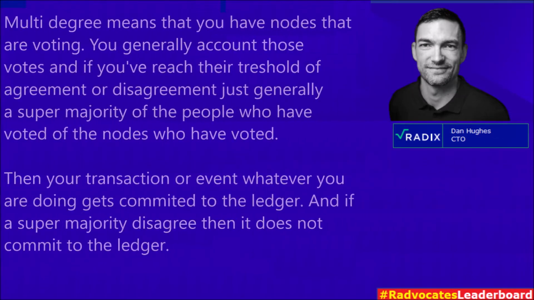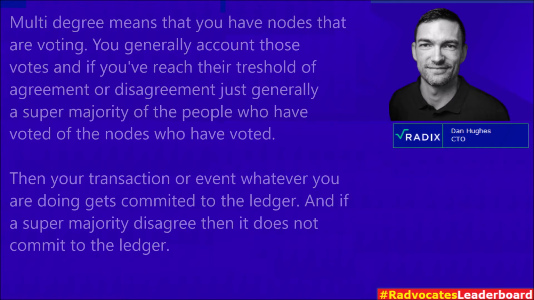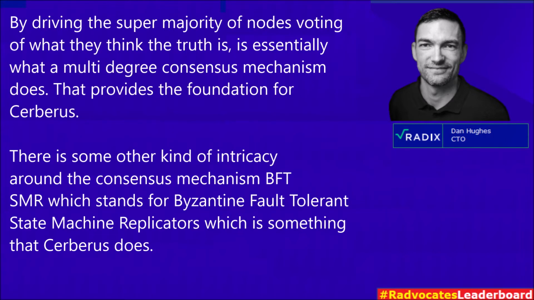consensus mechanism. Multi-degree means that you have nodes that are voting, and then you generally count those votes. If you breach some threshold of agreement or disagreement, which is generally a supermajority of the nodes that have voted, then your transaction, your event, whatever it is you're doing, gets committed to the ledger. And if a supermajority disagree, then it doesn't get committed to the ledger. So driving with the supermajority and nodes voting on what they think the truth is is essentially what a multi-degree consensus mechanism does, and that provides the foundation for Cerberus.